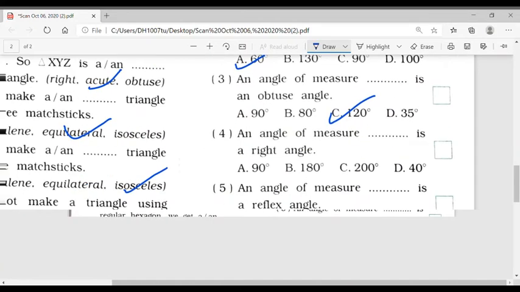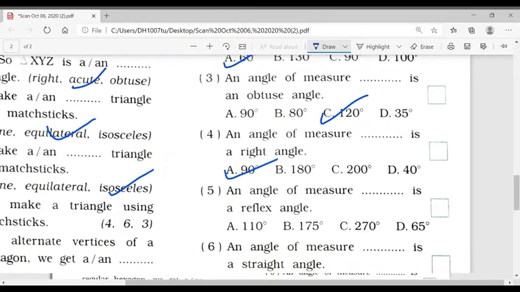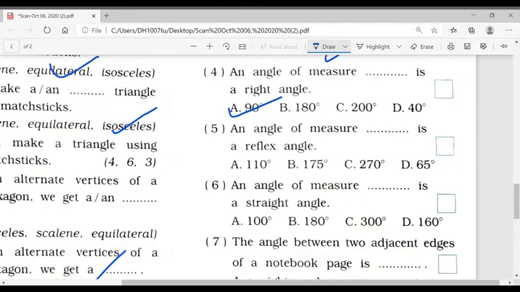Now we are going to start question number 4. An angle of measure dash is a right angle. What is that? 90 degree. Right angle is 90 degree. Many times we have done such type of questions. So very simple questions are there. An angle of measure dash is a reflex angle whose measure is more than 180. That is called a reflex angle. Option A less than, B less than 180, D also less than, only the C option is more than 180. So C option will be the correct option of question number 5.